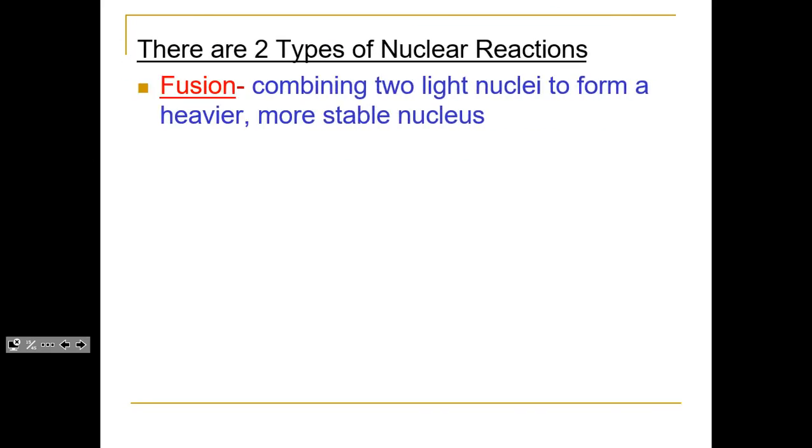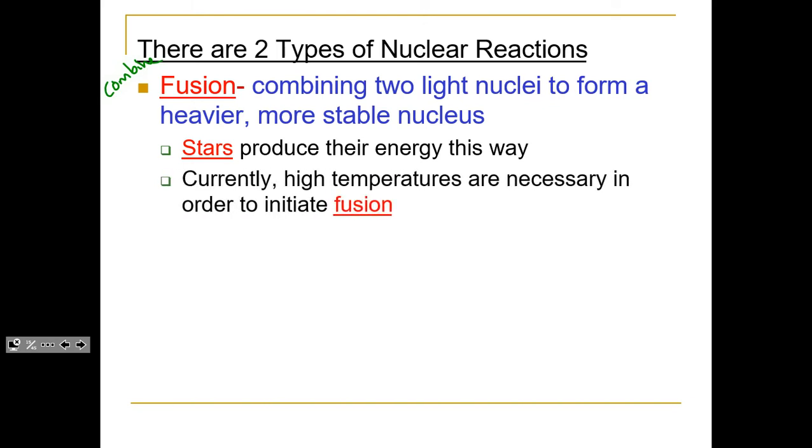So the second type of nuclear reaction is called fusion, which is the combining of two like nuclei to form a heavier, more stable nucleus. So we're actually combining things. So we're not breaking down, we're going to combine. Stars produce their energy this way. Stars will fuse atoms together to create larger nuclei. So we start with hydrogen generally and then go to helium and lithium and beryllium.